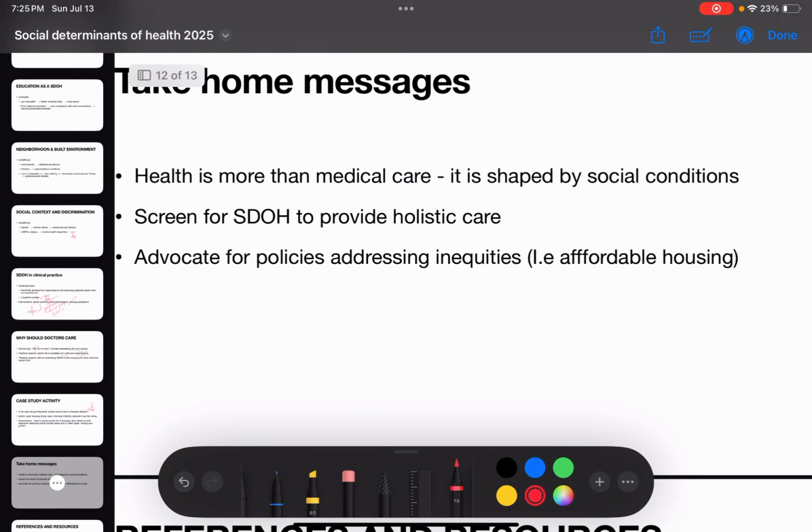So, take-home message: health is more than medical care. It is shaped by social conditions. Screen for social determinants of health to provide holistic care and advocate for policies addressing inequities.